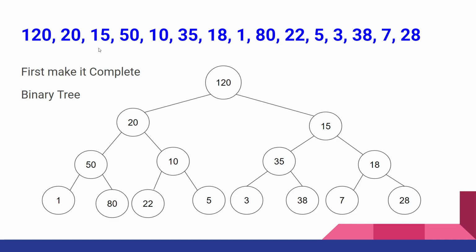So first I put 120 as the root, then on the left side it is 20, then on the right side it is 15, then coming to the left side it is 50, then on the right side it is 10. You get it now? Then the left of this is 35, then the left of this is 18. Okay, so this level is completed, then the next level, again starting from left to right. Then here the left is 1, the right is 80, then left is 22, then right is 5, like that 3, 38, 7 and 28. So these are the keys we arrange in the complete binary tree.